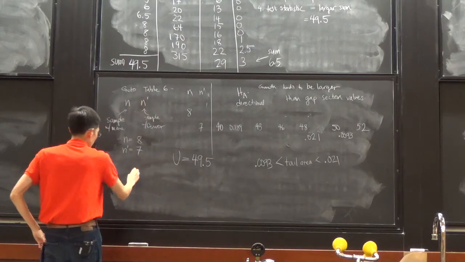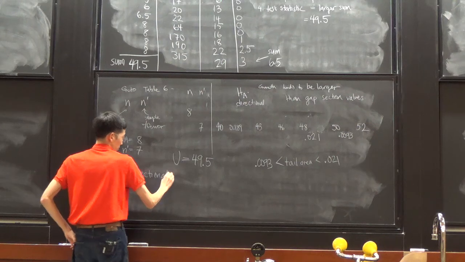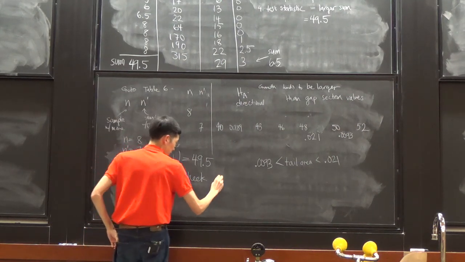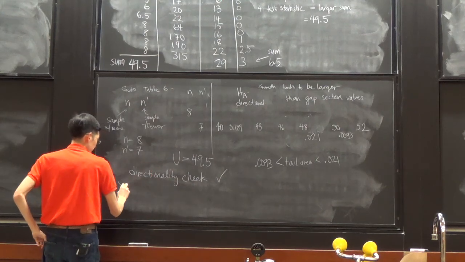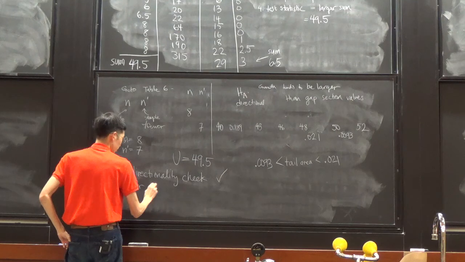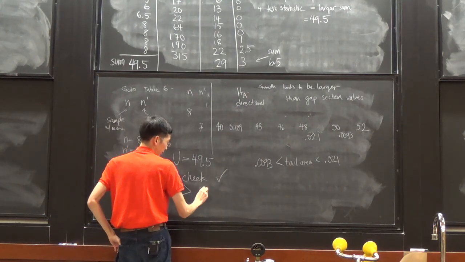So our directionality check passes. The sum for growth is indeed larger than the sum for gap.